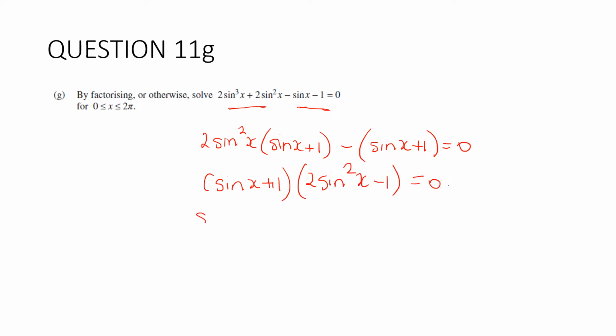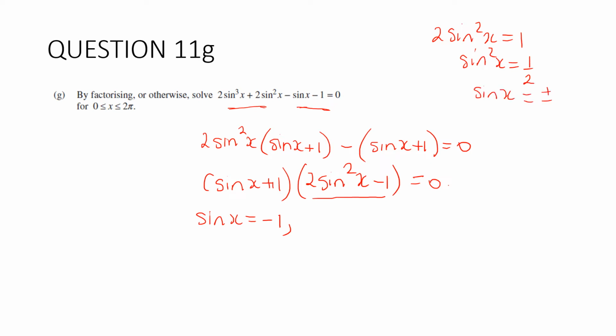So either sine x will equal negative 1, or solving this, and we can do this separately if you want to, or you might be able to see it just by looking at it. It's going to be plus or minus 1 over the square root of 2. We want it between 0 and 2 pi. So the first one there is a boundary value.